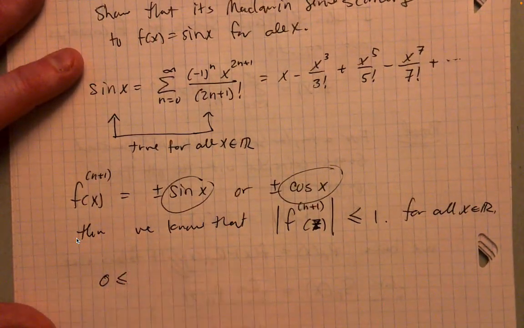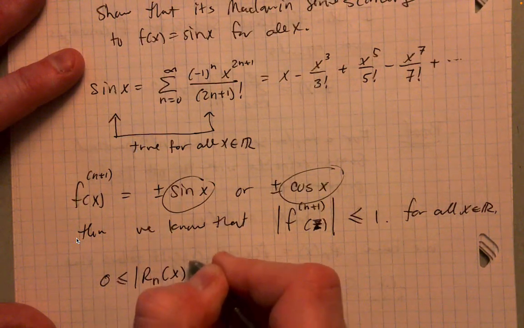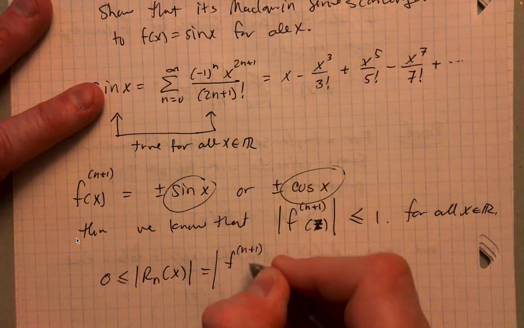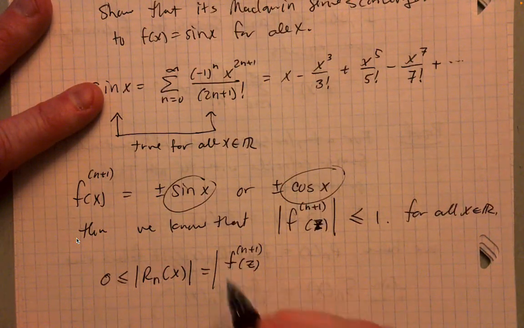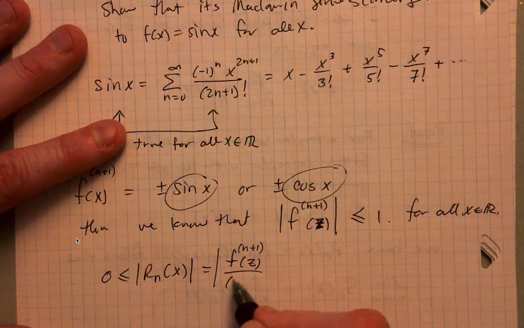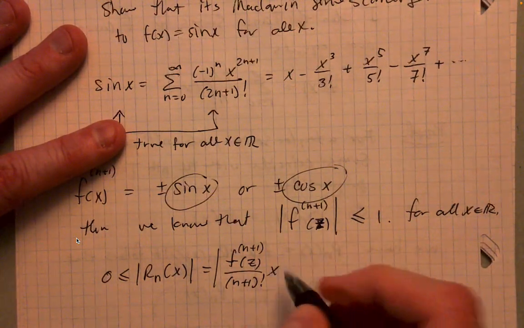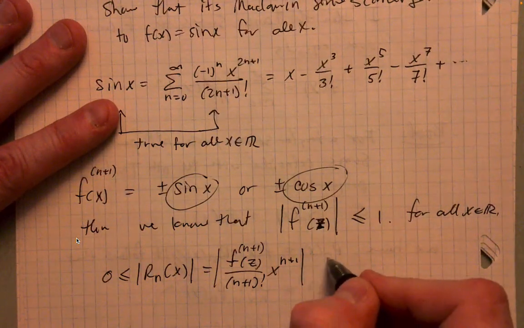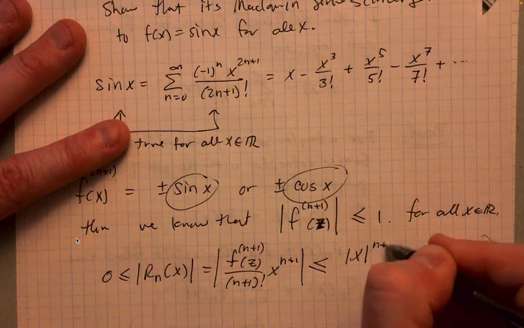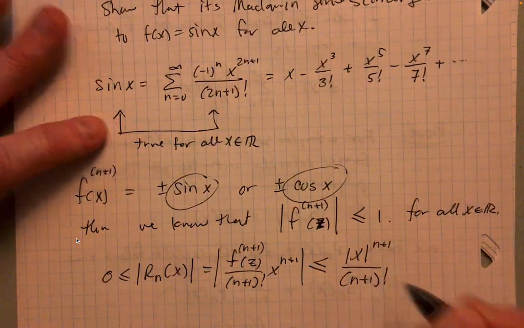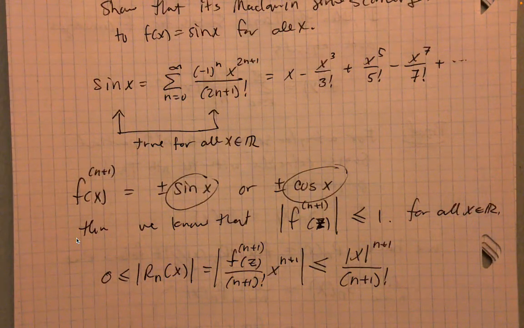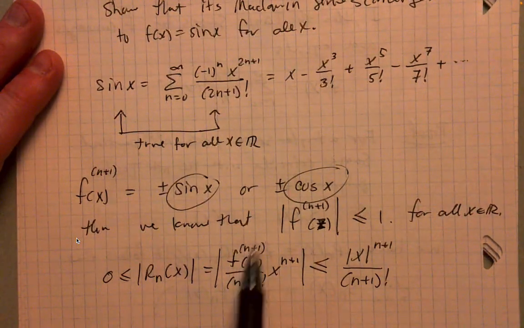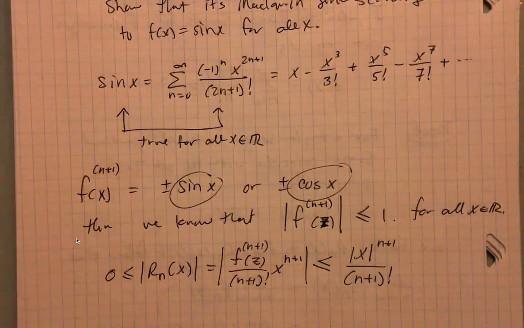So that means 0 is less than or equal to r of n of x, which is equal to, let's write it out here, the n plus 1 derivative evaluated at z, again just pulling that remainder up from the previous discussion, divided by n plus 1 factorial times x. This is a Maclaurin series, so it's just x to the n plus 1 power. And so then obviously that's going to be less than or equal to x to the n plus 1 power over n plus 1 factorial. Okay. So perfect, right? Basically this is just negative 1 or positive 1, and so it's meaningless inside the absolute value. Okay, so we can dump it out.